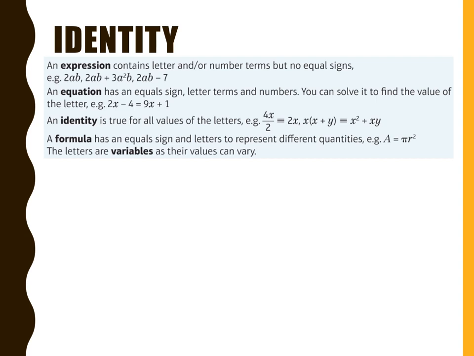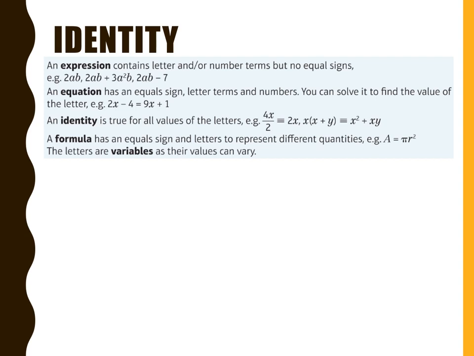With an identity, it just means that it's true for all values of the letters. So for instance, 4x over 2 can also be written as 2x, right? So that's why we use these 3 lines instead of the 2 equal signs, because this side is the same as this side. Also, x in brackets x plus y can be written as x squared plus xy. So we use the identity symbol, which is the 3 lines.